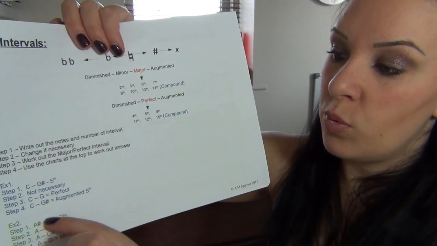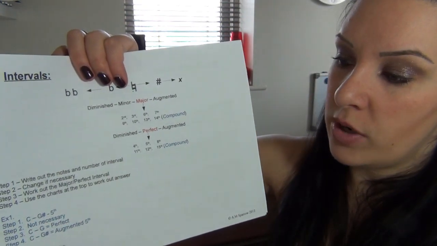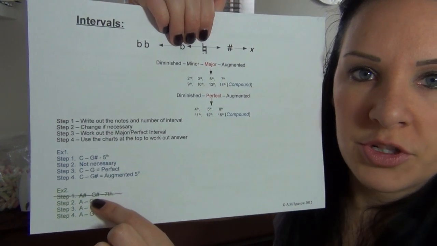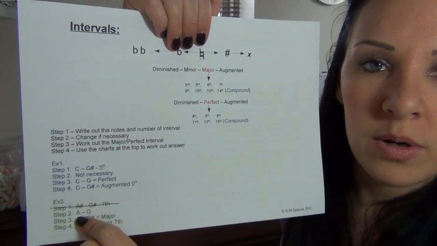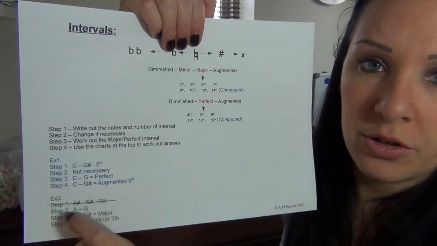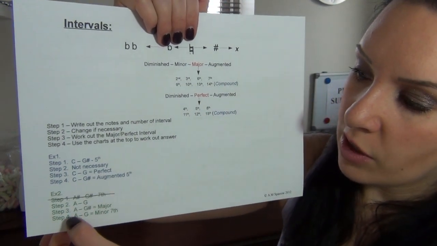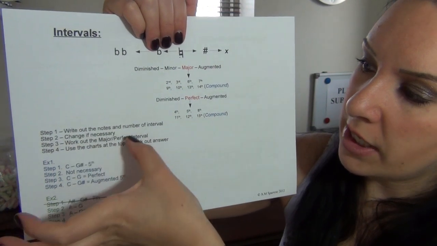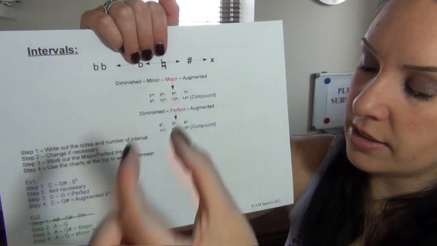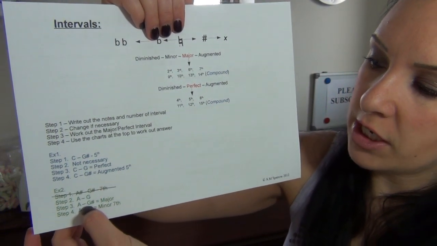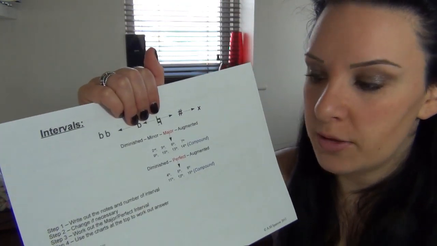So now step 1 is obsolete. It doesn't exist anymore. A sharp to G sharp does not exist because I've crossed through it, because this is now our new question. This is now our new interval. So I want to work out the major or perfect interval. It's going to be major because it's a seventh, so we're looking at this one here. What G runs through the A major scale?